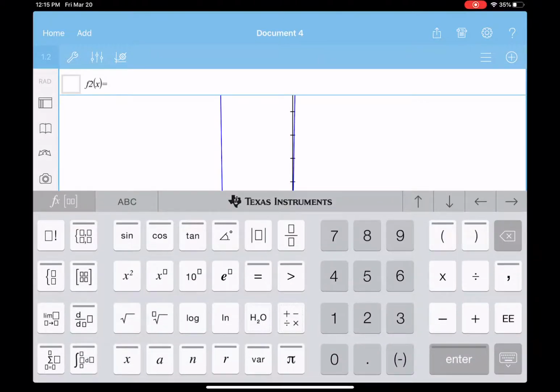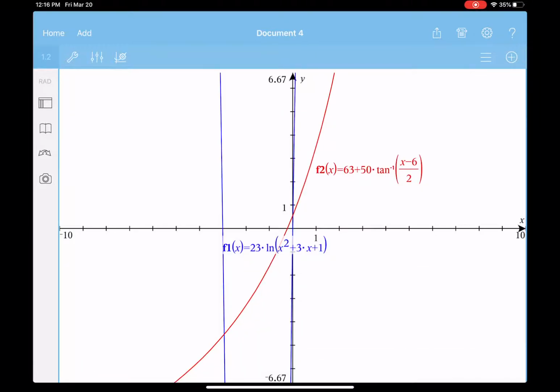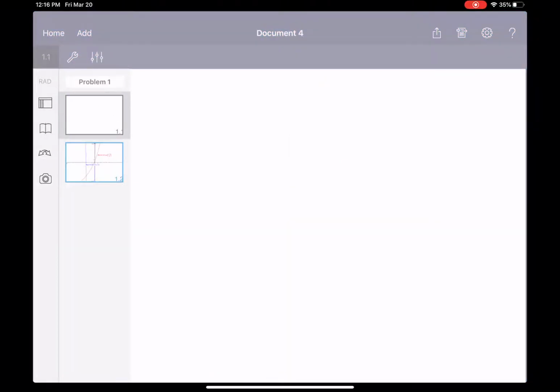And then let's add another one. So I just hit the little plus sign up there in the top right-hand corner. And for f2, that'll be our L of t function. So 63 plus 50 arctangent. To get arctangent, just hold your finger on tangent, and then it's the first one there. Arctangent of, inside the parentheses, we've got a fraction, x minus 6 divided by 2. So arrow down to double check. All that looks okay. Hit enter. All right, it's golden.